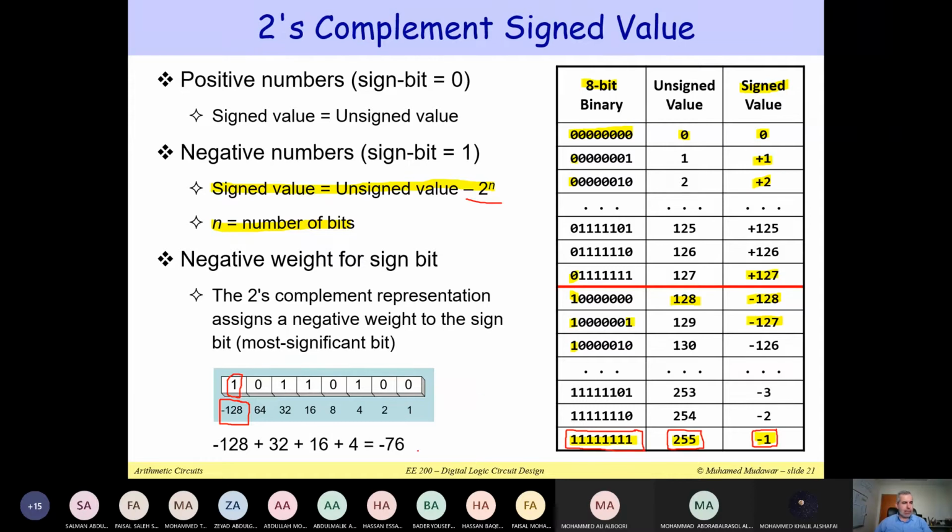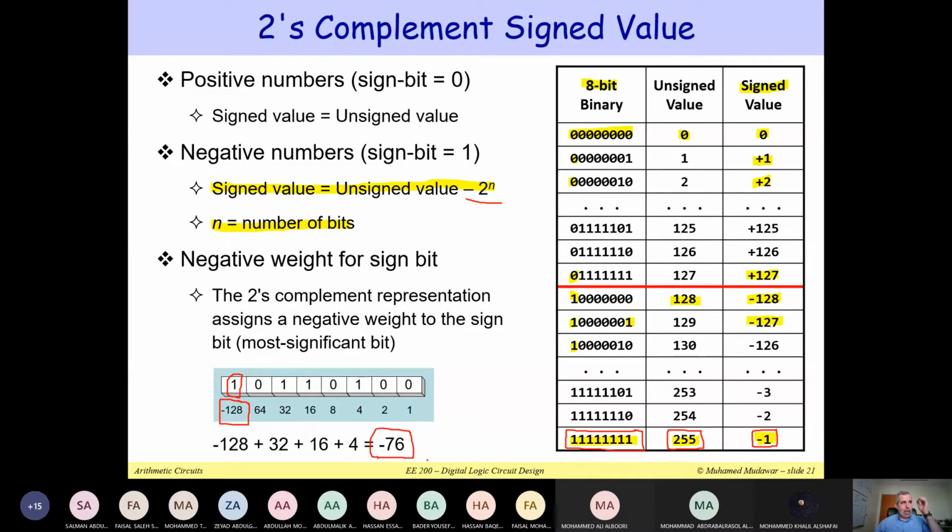So take any number in binary. If it is a signed integer in the 2's complement representation, just add the weights. And this is how you can obtain its decimal value. So it will be -128 plus 32 plus 16 plus 4 for this example, and it will be -76.